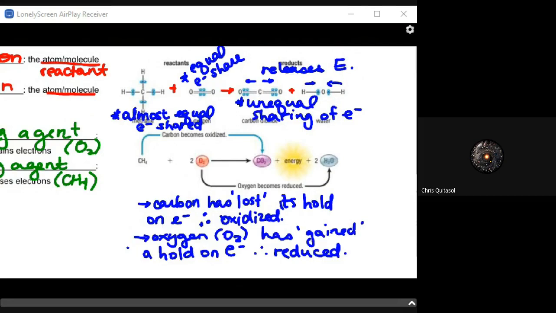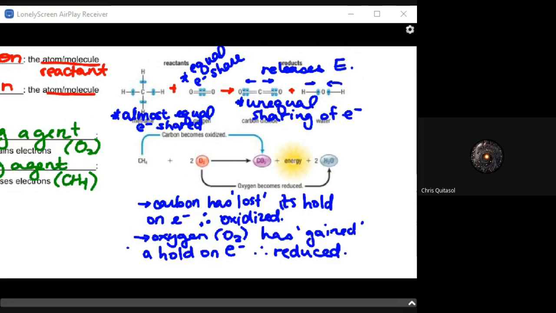However, when we look at that redox reaction happening, where oxygen takes on electrons, those products are going to release energy as a result of electrons moving closer to the oxygen nucleus. It creates that unequal sharing of electrons. It creates a polar molecule, in this case, carbon dioxide and water. And that polarity allows for the release of energy.